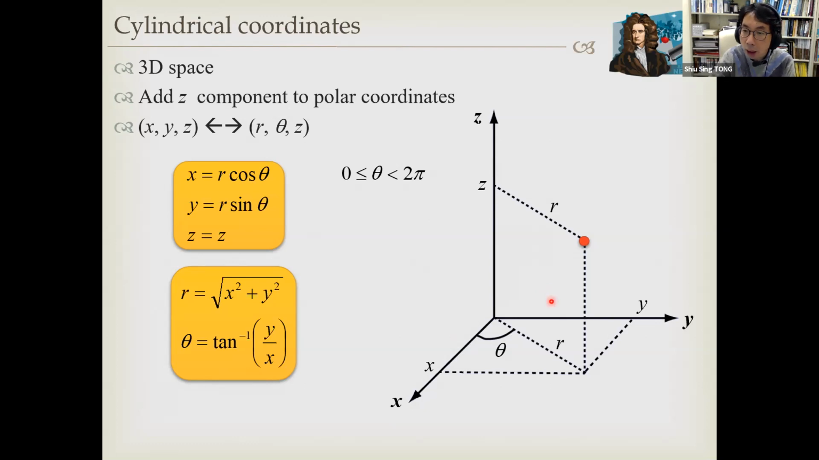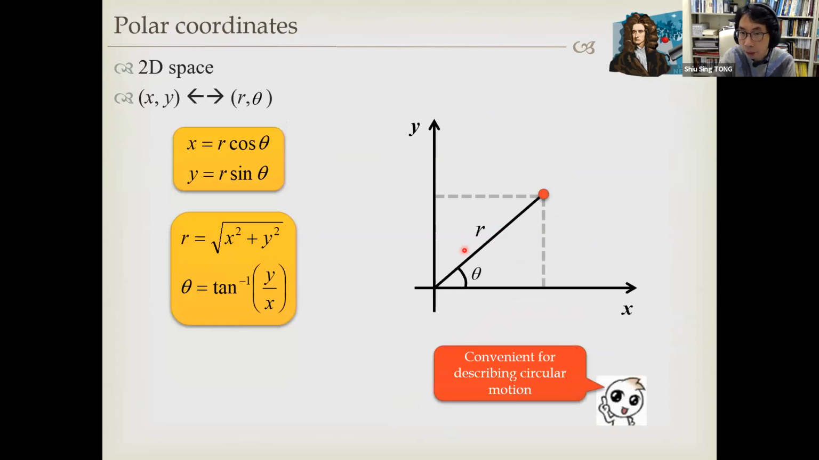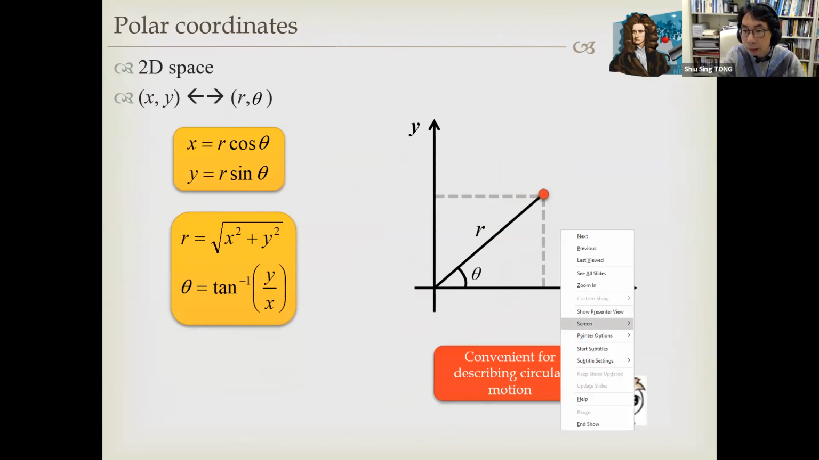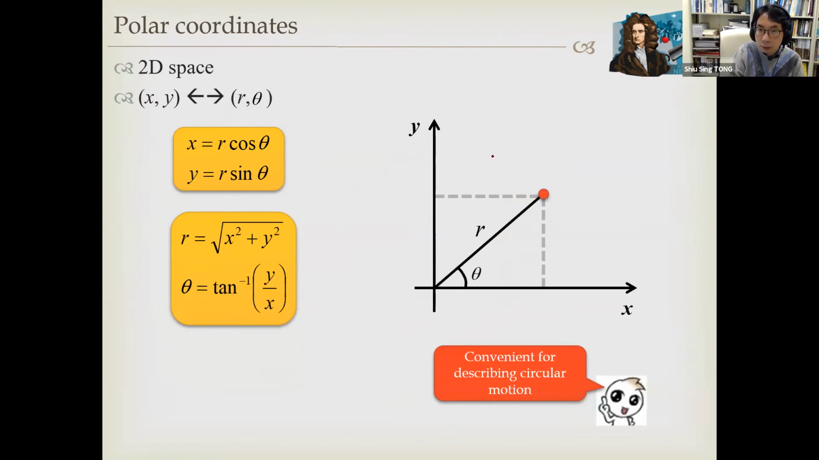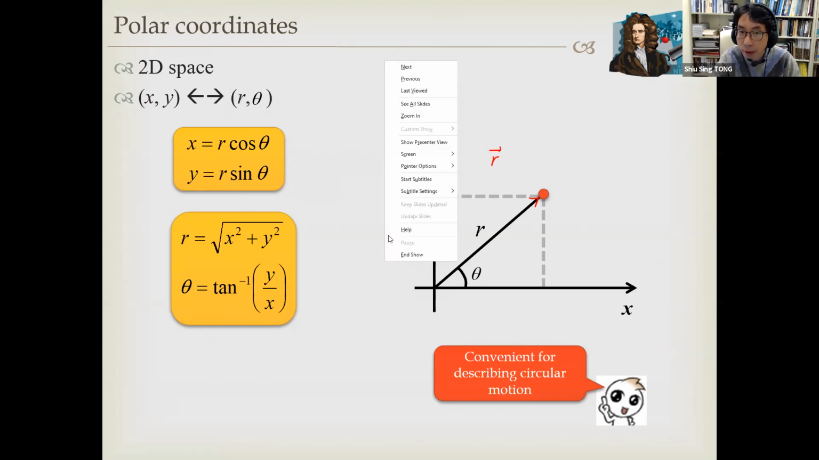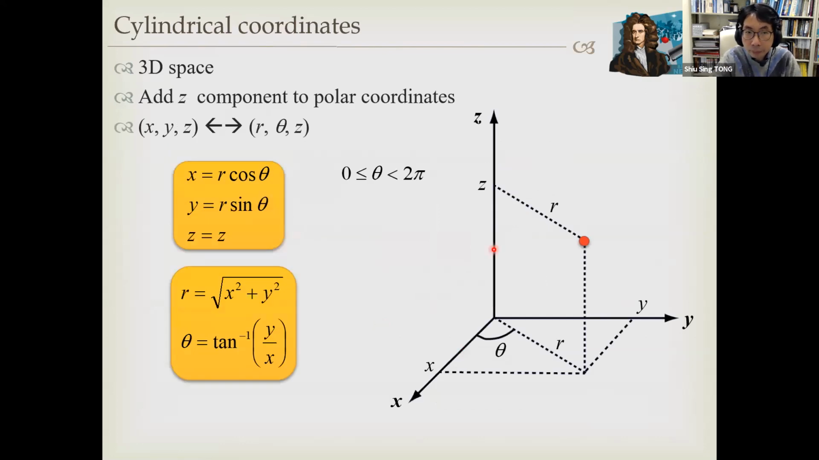Somebody asked me, is it physicists using r and theta to denote a vector in terms of x and y? Yes, you can imagine this to be a vector. You can actually write this vector as r vector like this. So if this is a vector, then the x component of this vector is x, and the y component of the vector is y. So that is also a commonly used way to express the position of an object.